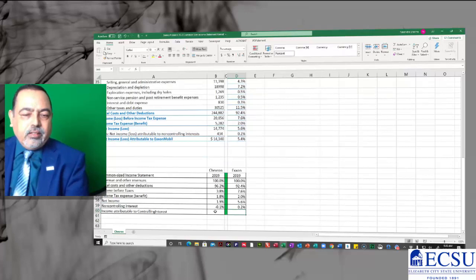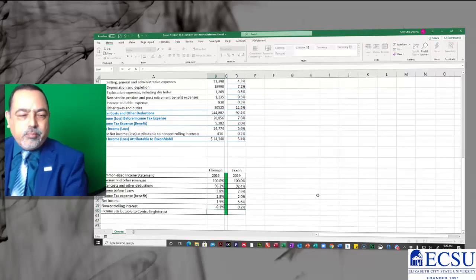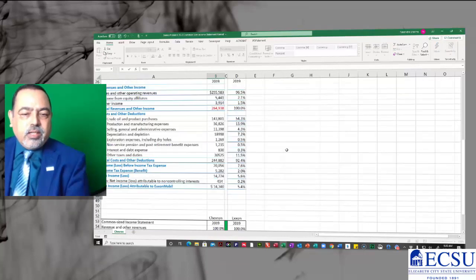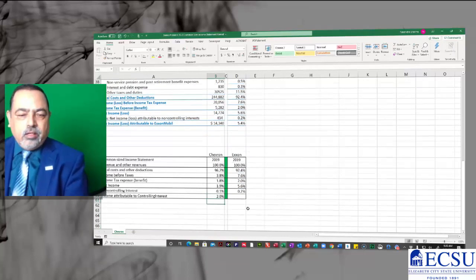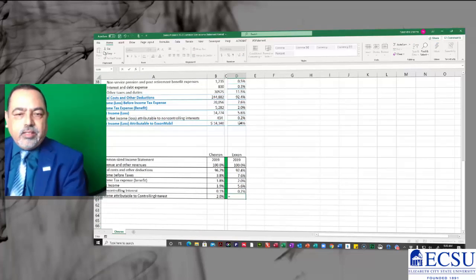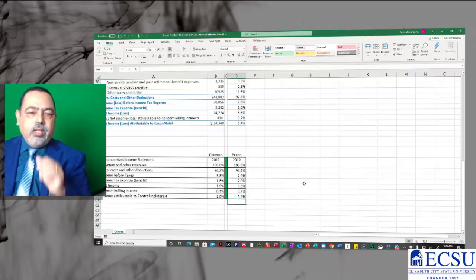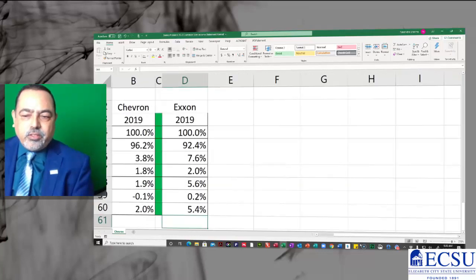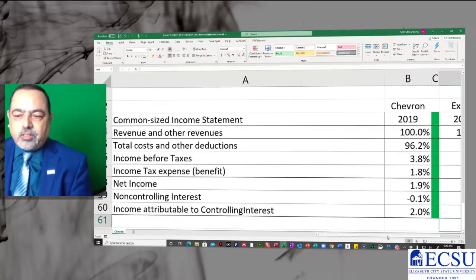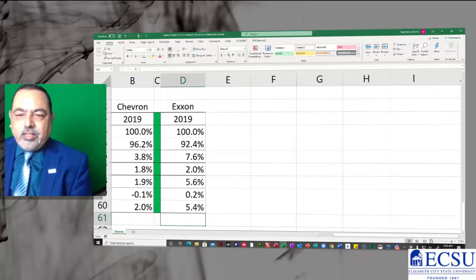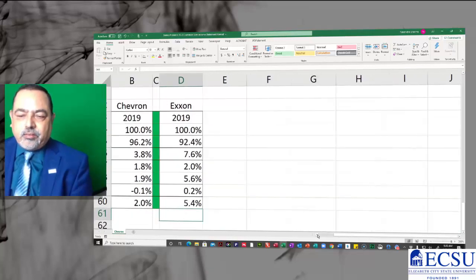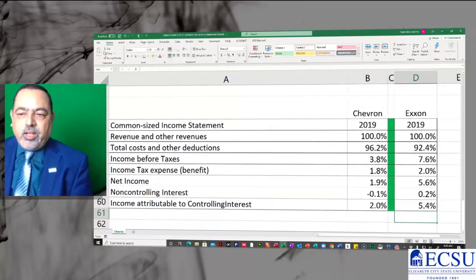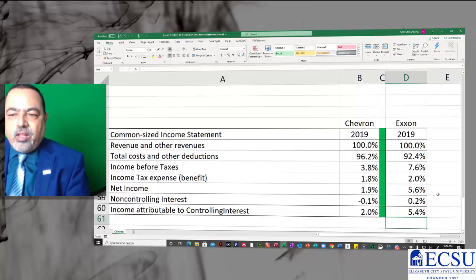And then the final figure of net income attributable to Chevron is 2%, and for Exxon Mobil it is 5.4%. Now we have these figures in front of us. So now we can carry out some sort of analysis. The analysis that you are going to do is, of course, based on the comparative figures. We don't have the dollar amounts, we just have a percentage.